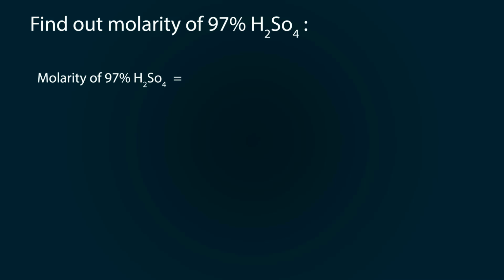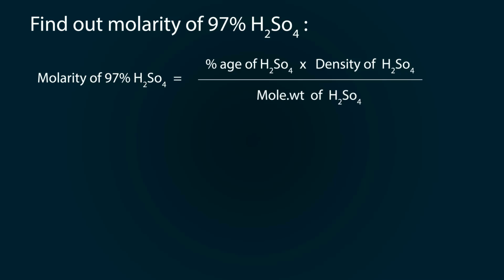is molarity of 97% H2SO4 is equal to the percentage of sulfuric acid multiplied by its density divided by molar weight and multiply the whole by the factor of 10. Let's put the value, which is 97 as percentage, 1.84 as the density and divided by 98 as the molar weight and multiply by 10 factor. So we get the molarity as 18.2.